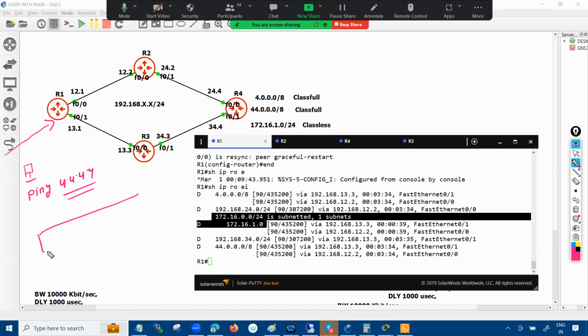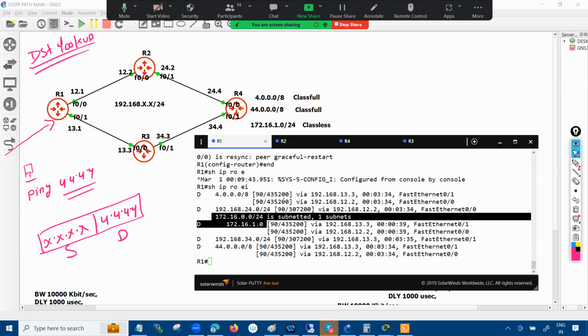The packet will have a source of x.x.x.x and a destination of 4.4.4.4. Whenever the router receives the packet, it always does the destination lookup. Based on that destination, it will forward the packet to the next router. And that's why it's called destination-based routing.